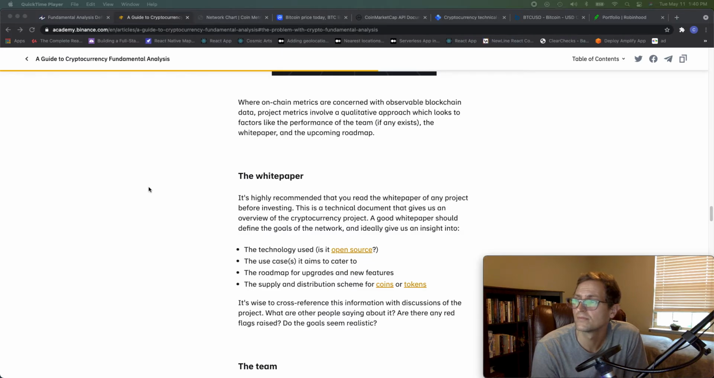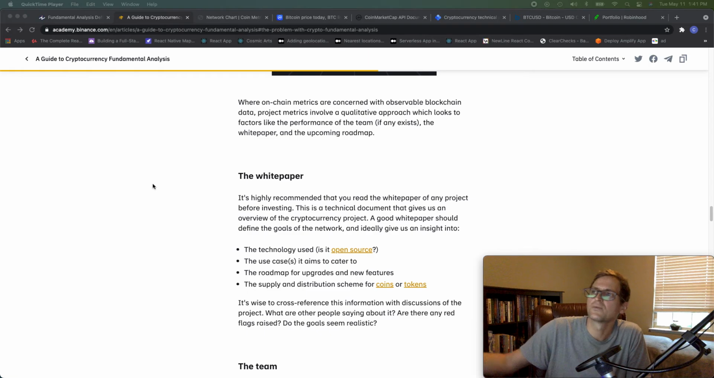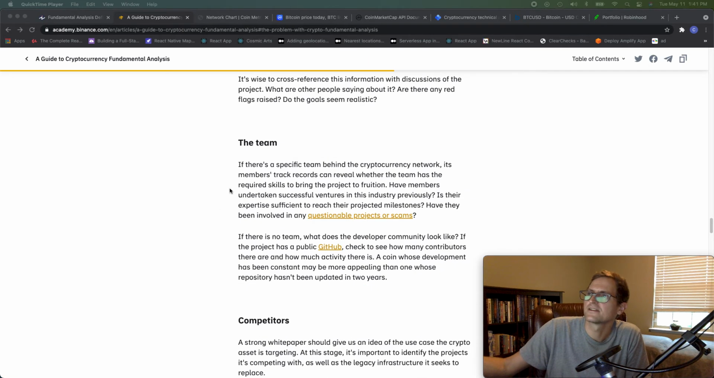And it's saying it's wise to cross-reference this information with discussions of the project. What are the people saying about it? Are there any red flags raised? Do the goals seem realistic? So that is one of the fundamental factors there. The team being another. What team is building, or what team built the blockchain?